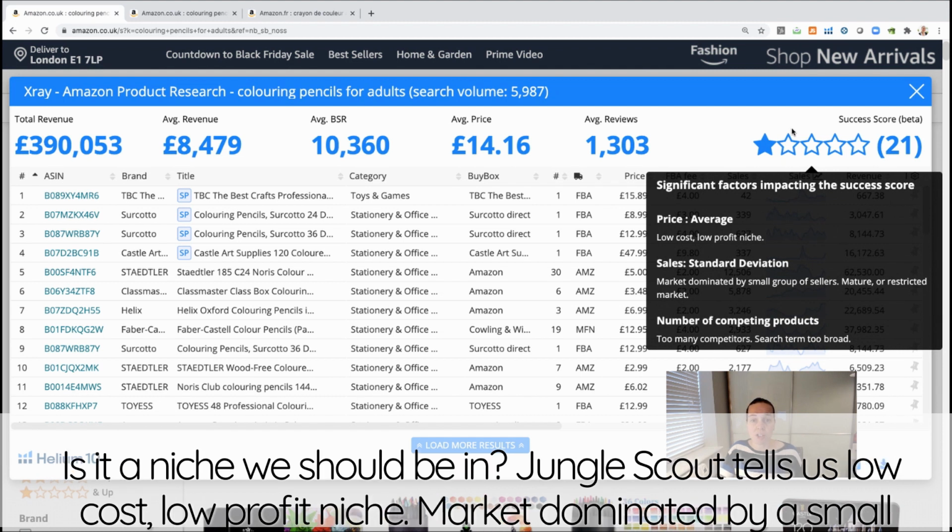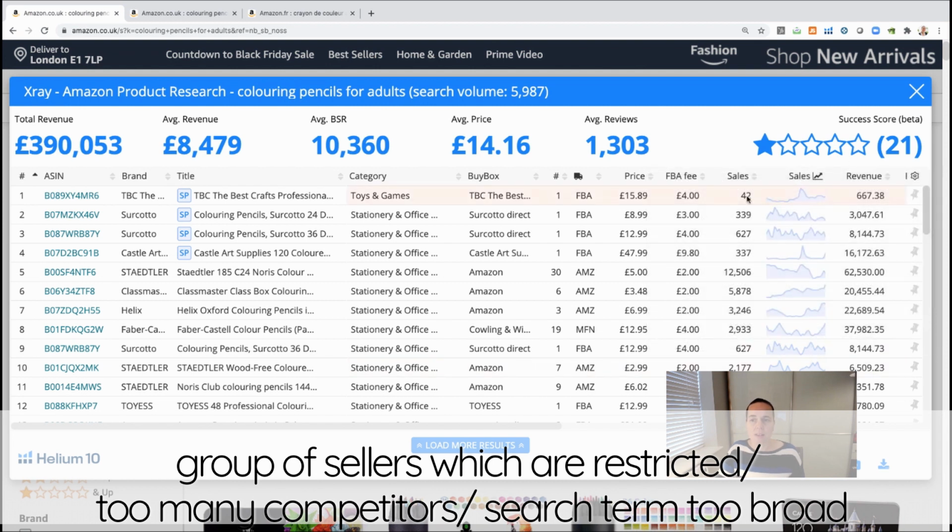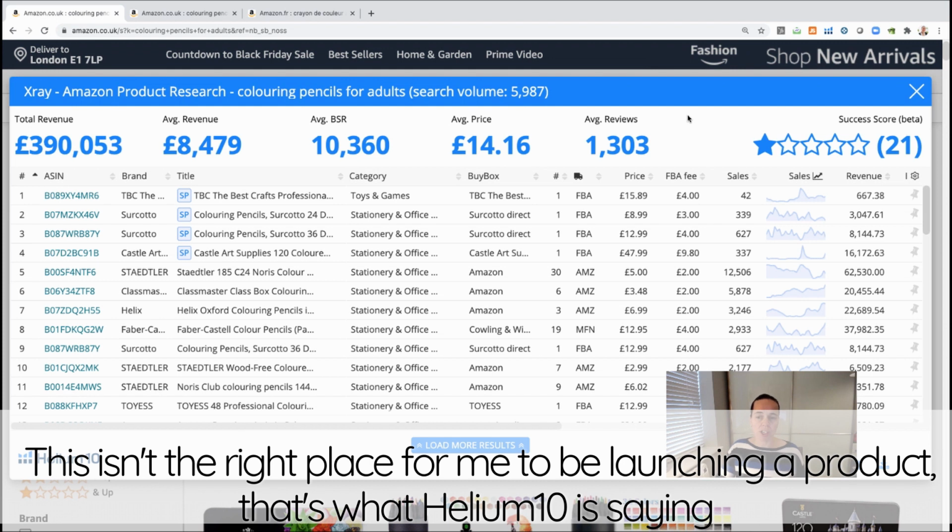Is it a niche we should be in? Helium10 tells us low cost, low profit niche. Market dominated by a small group of sellers, mature or restricted, too many competitors, search term too broad. This isn't exactly the right place for me to be launching a product. That's what Helium10 is saying.